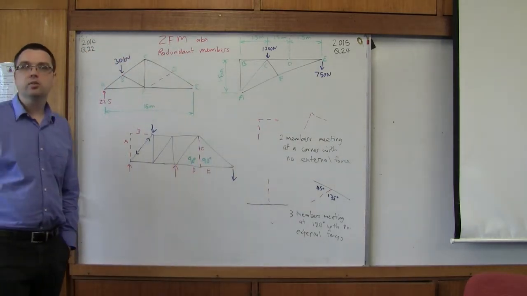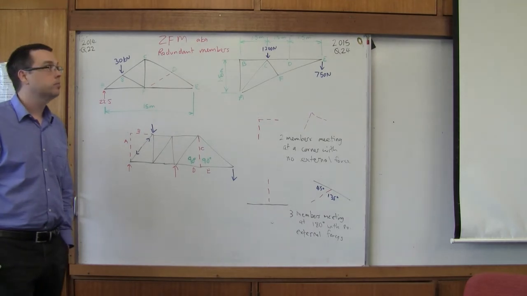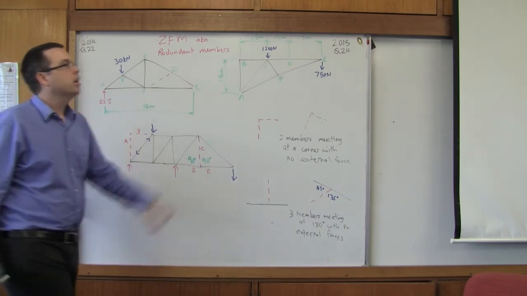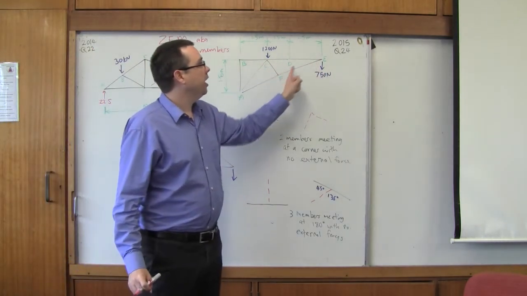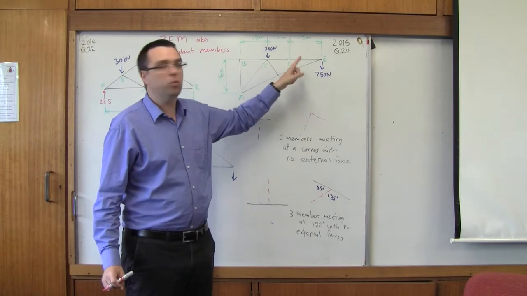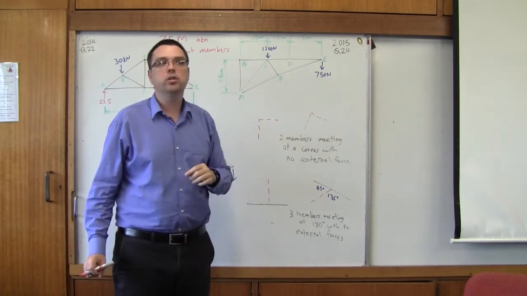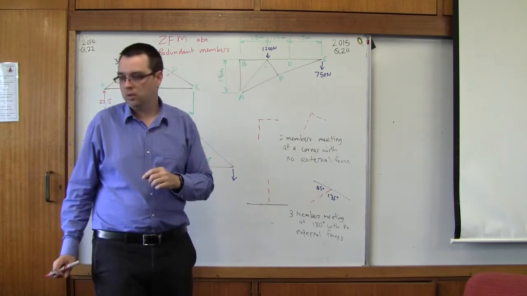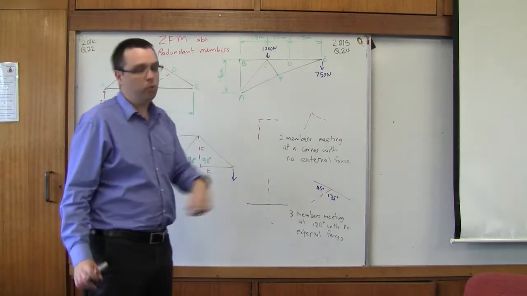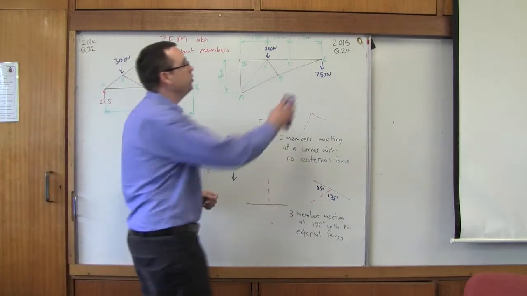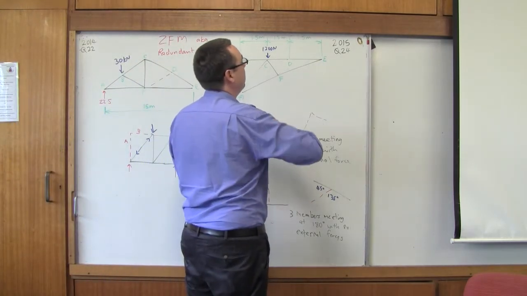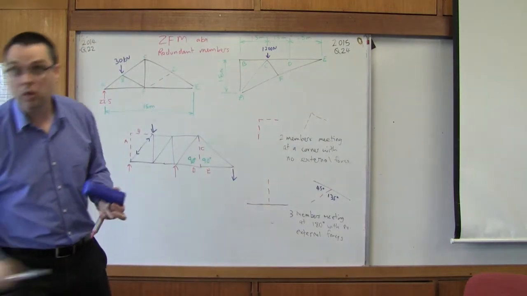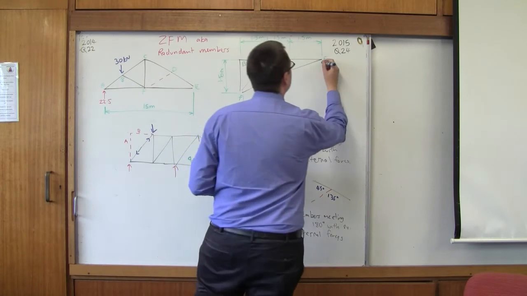Do we have another zero force member? Okay, so why are DE and EF not zero force members? There's an external force. Yep, there's an external force, exactly right. So if I removed this 750, then yes, we could assume that those members would in fact be zero force members, right?